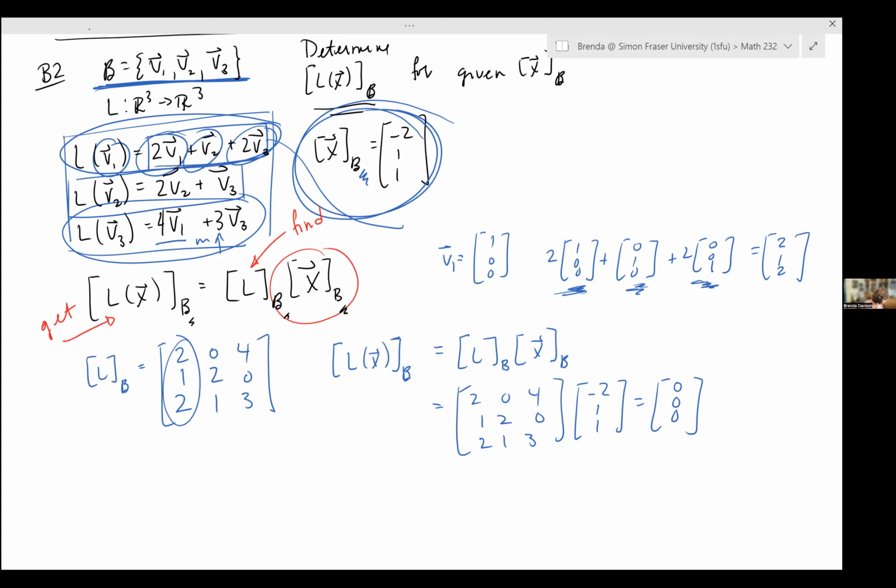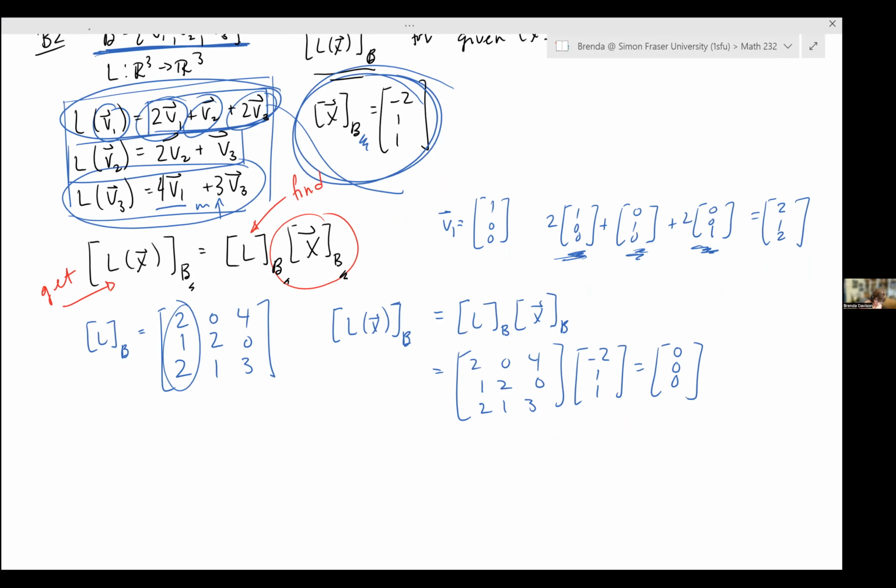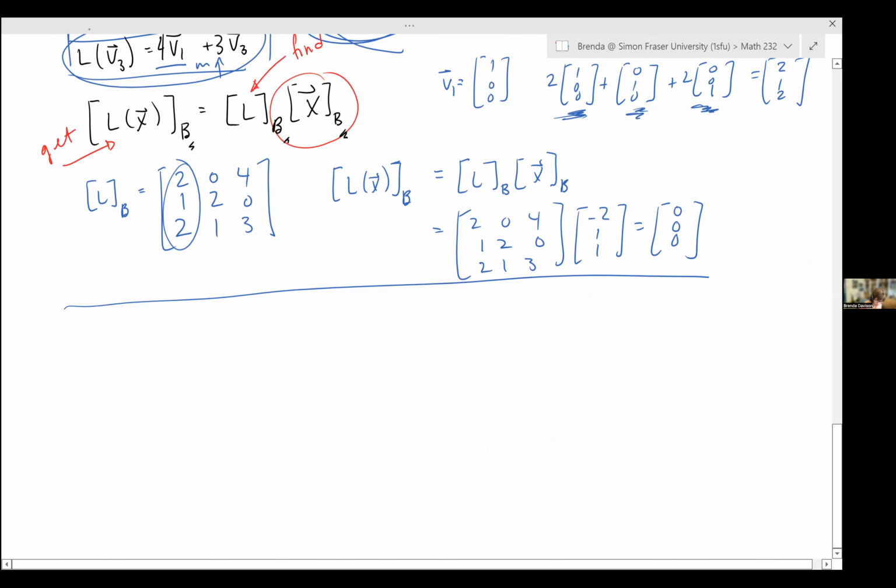Okay, that is question B2. Let's move to another one, which is, I think, a more typical type of question in that we're not given what the linear transformation does to the basis vectors. We're given what the linear transformation does to a single vector. Let us see the difference here. This is question B11.